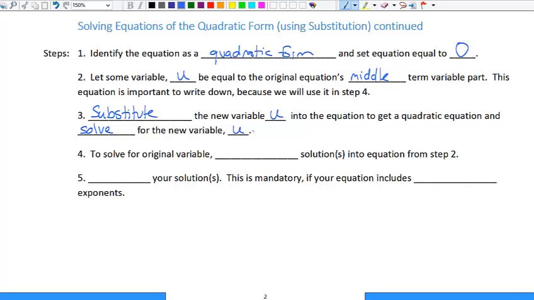So to get it back to the original variable in step 4, to solve for the original variable, I want you to substitute the solutions back into equation 1 and then solve. Now, you must check some of your problems. So I'm going to put this as step 5. So you need to check your solutions. It's mandatory if your equations include rational exponents. If it doesn't include rational exponents, then it's just an optional check to make sure that you did it correctly.